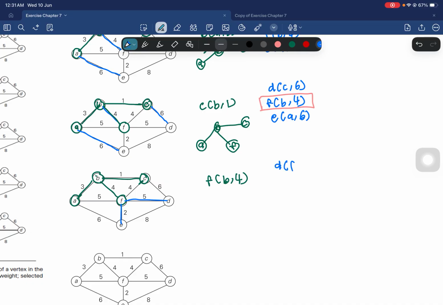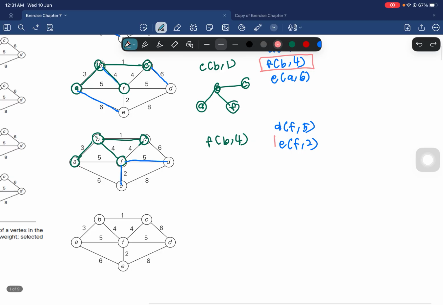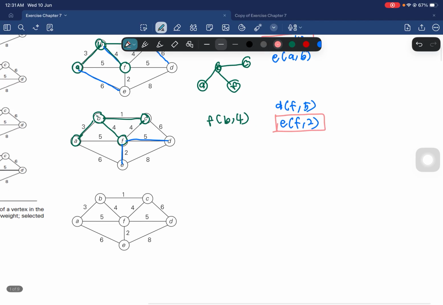We have D connected to F by 5, and E connected to F by 2. And then we choose the shortest path. So we choose E because the cost is 2. Alright, so we will get here.